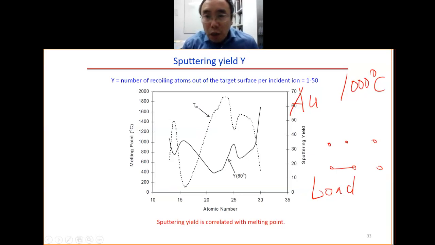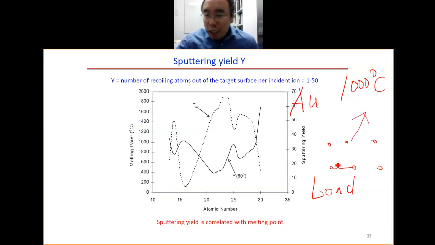So for the case of gold, we know gold is a noble metal. The noble metal is pretty inert, so the bonding energy is very low. With very low bonding energy, it's easier to get melted, so you have a lower melting point. When the bonding is lower, it's also easier to kick it out. We have the higher sputtering yield.